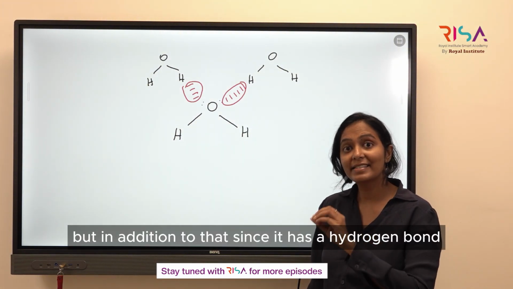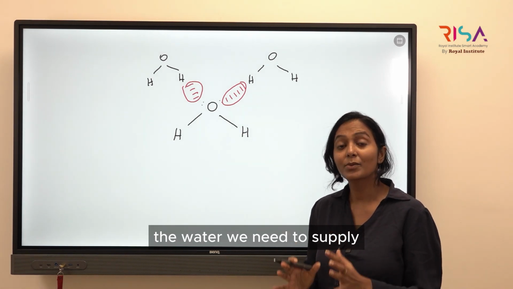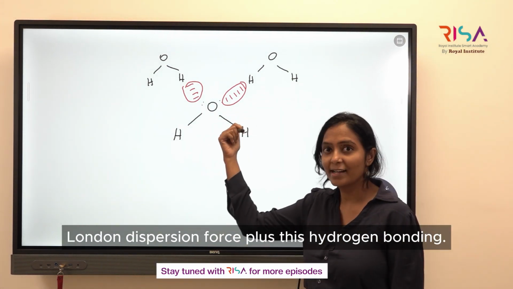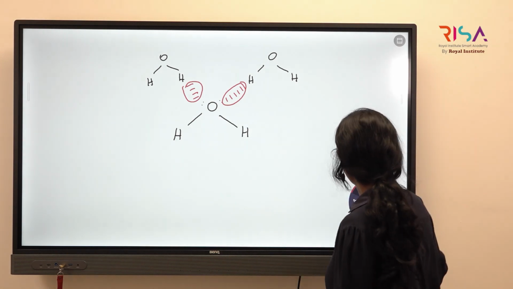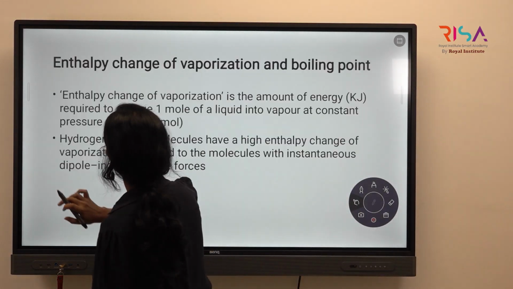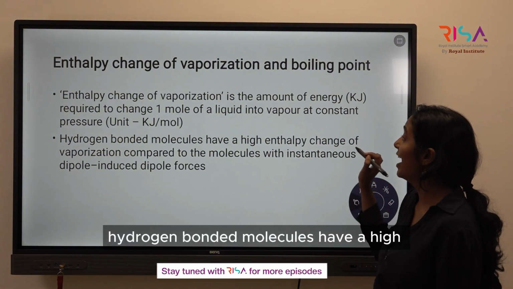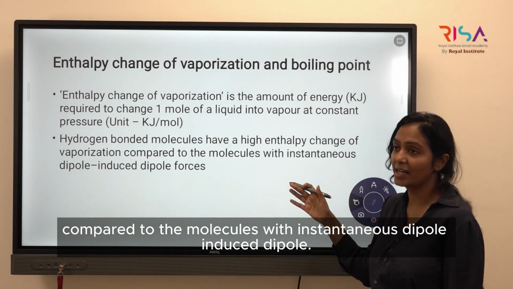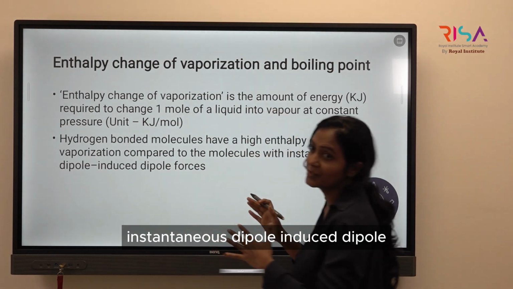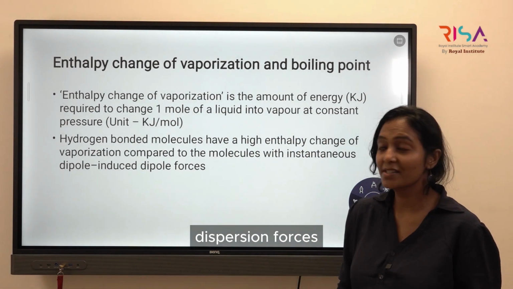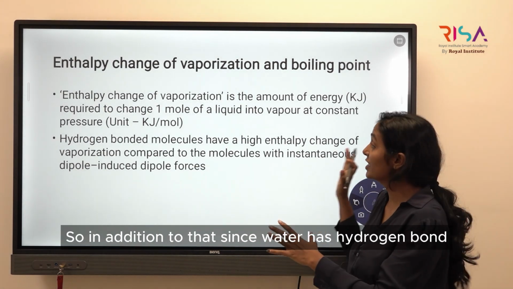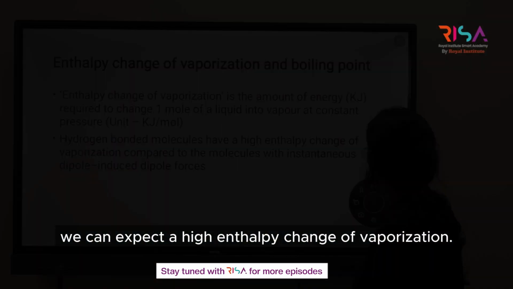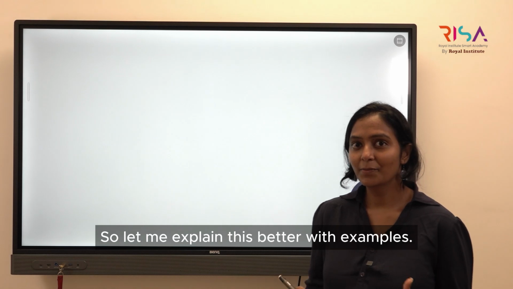But in addition to that, since water has a hydrogen bond, we need to supply a large amount of energy to overcome this London dispersion force plus this hydrogen bonding. So going back into our notes, hydrogen bonded molecules have a high enthalpy change of vaporization compared to the molecules with instantaneous dipole-induced dipole. Now this term, instantaneous dipole-induced dipole, is another term that we use for London dispersion forces, which is present in almost all the molecules. So in addition to that, since water has hydrogen bond, we can expect a high enthalpy change of vaporization. So let me explain this better with examples.